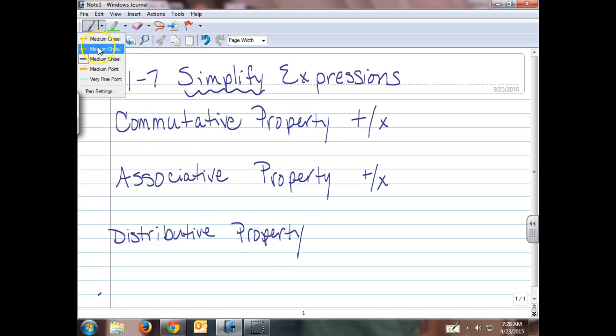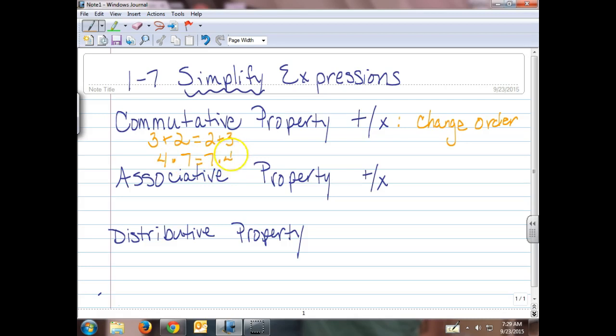Now, commutative property, think if you know what this means. It means you can change the order in which you add or multiply. So, 3 plus 2 is the same as 2 plus 3. 5 is the same as 5. 4 times 7 is the same as 7 times 4.